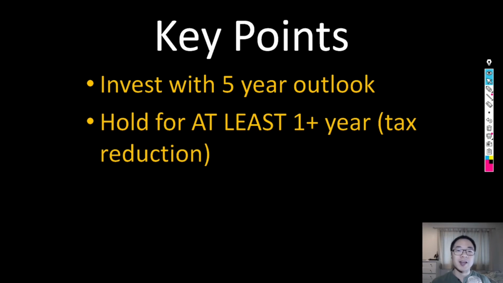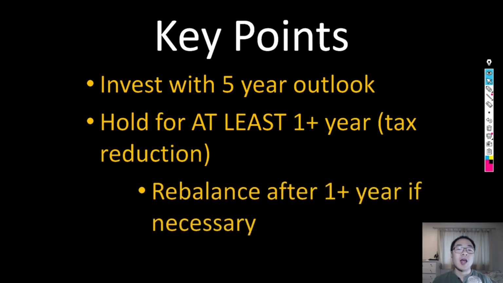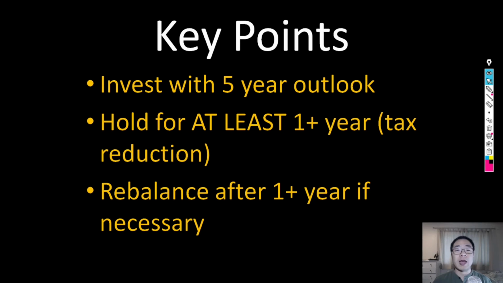So for any stock that I buy in this account, I will be holding it for at least 1 year to get that tax benefit. And the last rule is that I'll be rebalancing the portfolio after 1 year if necessary. The 1 year being, again, for tax benefits. If I rebalance my portfolio and I have to sell some shares before I've held for 1 year, then I'll be paying more tax than necessary. So any stock that I own after 1 year, then it's open to being rebalanced.